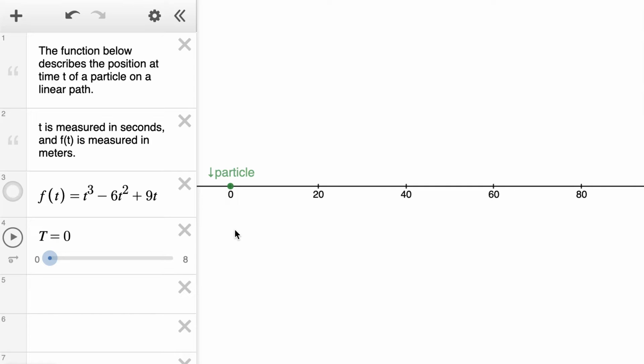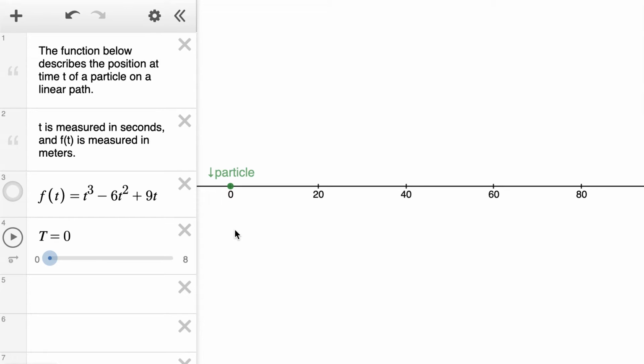Which kind of makes sense, that in general, we're not necessarily thinking of the path as a number line, but just a general linear path. And so at time 0, we're starting at wherever here is, and then we're going to see how we move along that path as time progresses.